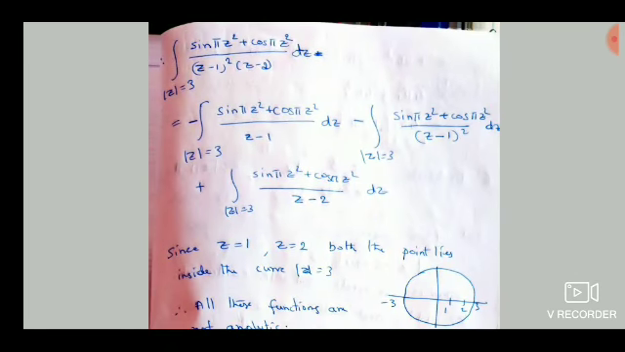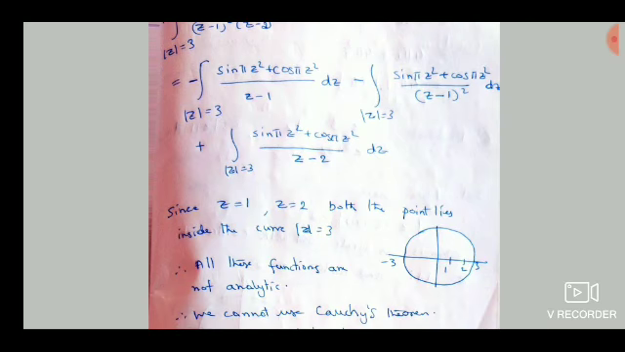Substitute in the main equation, so you will get this. Now we have to start checking, can we use Cauchy's integral formula? What is the curve? Curve is modulus of z is equal to 3. We did this picture here, a circle with radius 3 and centered at 0, 0.